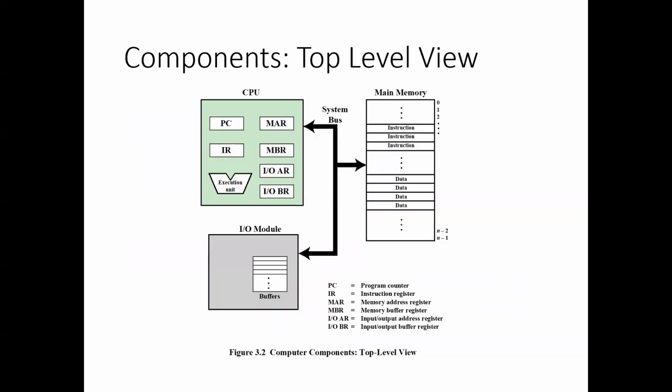So we could look at the components in this type of top-level view. A memory module consists of a set of locations defined by sequentially numbered addresses. Each location contains a binary number that can be interpreted as either an instruction or a piece of data, depending on what you're doing with it. An IO module transfers data from external devices to CPU and memory, and vice versa. It contains internal buffers for temporarily holding these data until they can be sent on. And so there you can see a more complete view of these components and their interconnection via the system bus.